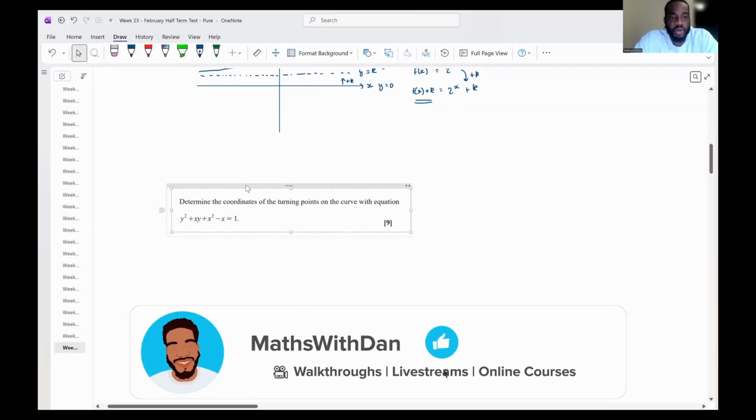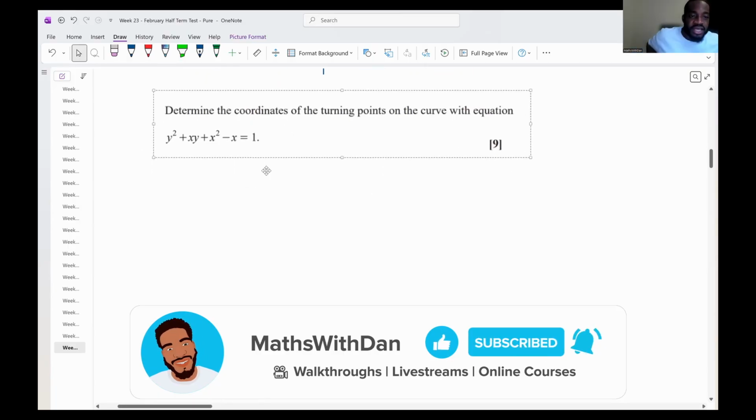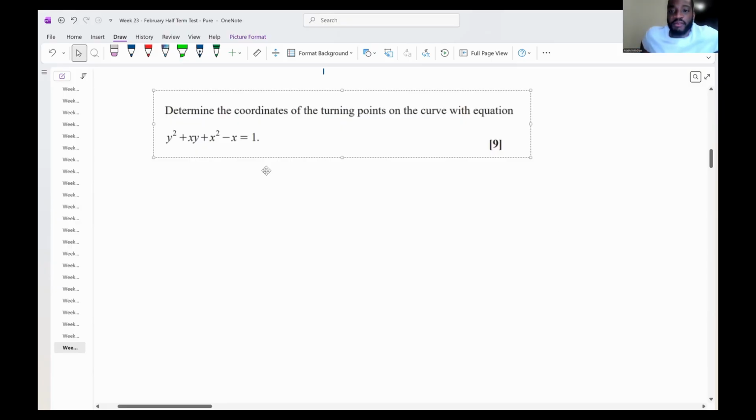It says determine the coordinates of the turning points on the curve of equation y squared plus xy plus x squared minus x is equal to 1, for 9 marks.